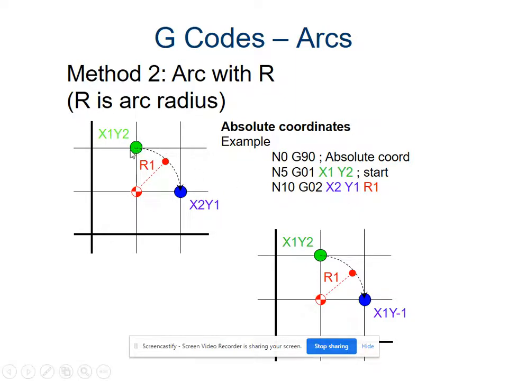It's the next point. So we've told the machine to go to X1, Y2. We've told it to go clockwise, excuse me. And the point that it's going to go to is X2, Y1, and it's going to have this value right here of R1. That's the radius, because the distance from the center here to here is 1. So that's the radius.